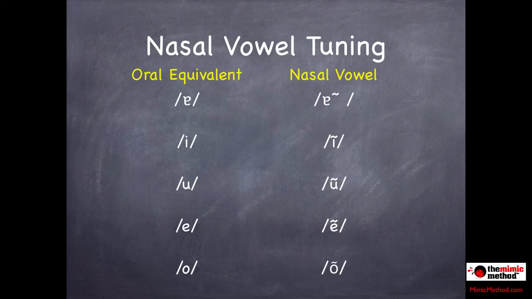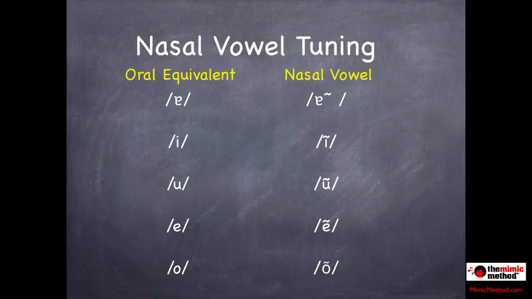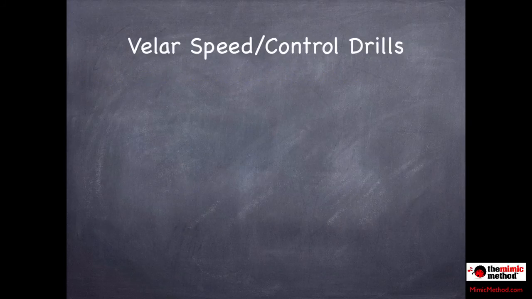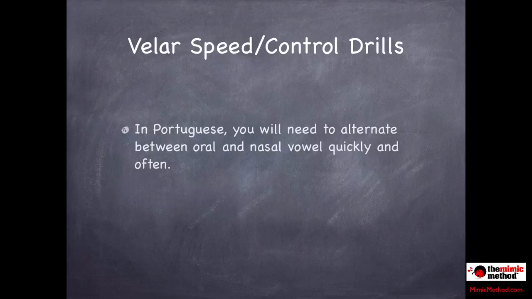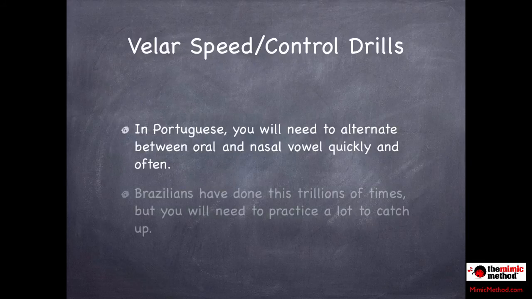The final stage of Portuguese nasal vowel mastery is developing speed and control over the velum. In the Portuguese language, you will need to alternate between the oral and nasal vowels quickly and often. This is not a problem for Brazilians, since they have been speaking the language since they were infants and thus have made these faster alternations trillions of times in their lives. As a non-Portuguese speaker, however, you have a bit of catch-up to do.